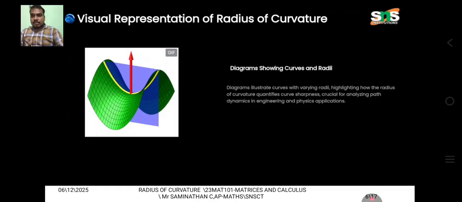For a visual relationship between tighter bends and gentle curves: where the curve bends sharply, the osculating circle is small, resulting in a small radius of curvature, whereas where the curve is gentle and nearly straight, the osculating circle is very large.